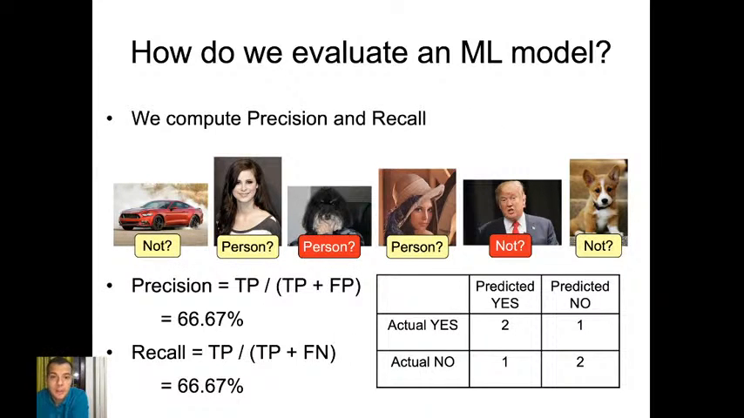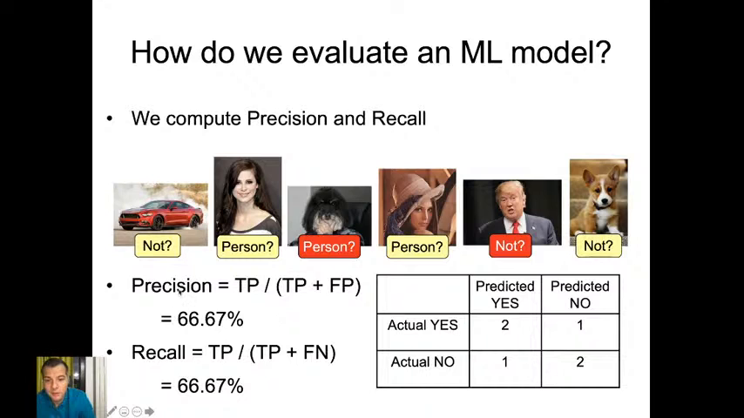Other metrics for this binary case are the precision, which is computed with respect to the positive class. What's the precision of the model on classifying person? We compute it as the number of true positives divided by the number of true positives plus the number of false positives. So it's this number divided by the sum of the elements from this column. The recall is the number of true positives divided by the sum of elements on this row. So this is the recall.